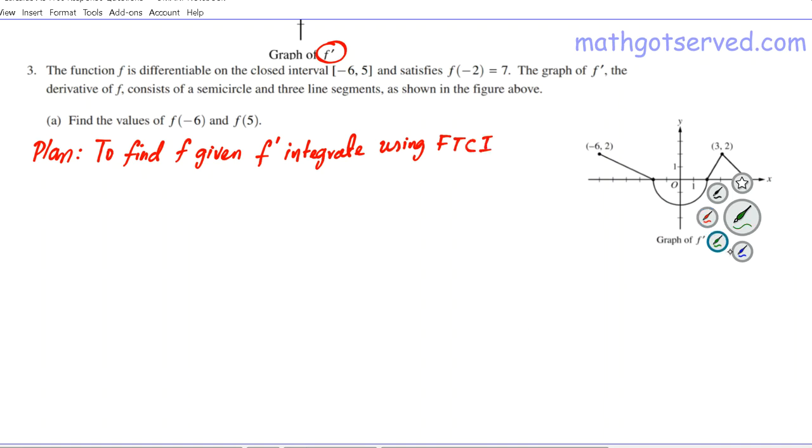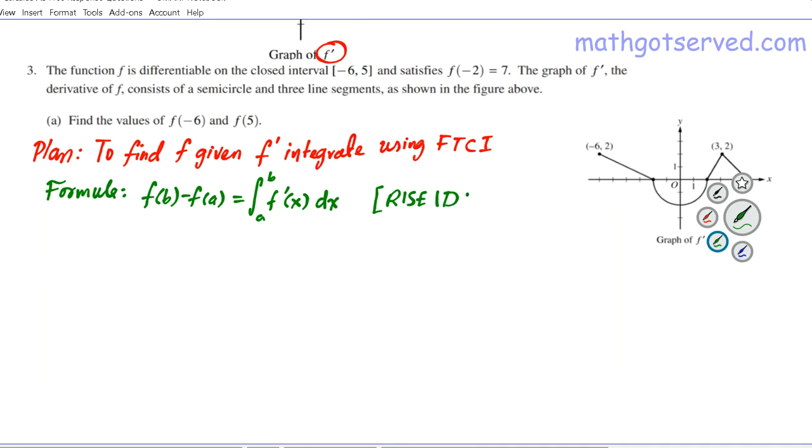Let's go ahead and write down the formula that's going to guide our problem solving process. The formula FTC1 is as follows. So f of b minus f of a, you can think about this as y2 minus y1, or the rise, okay? The rise is equal to the integral of the derivative f prime of x from a to b, of course, with respect to x. Okay, so the rise is the integral of the derivative from a to b.